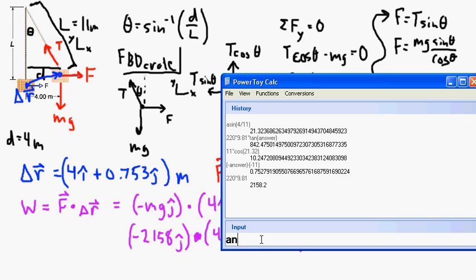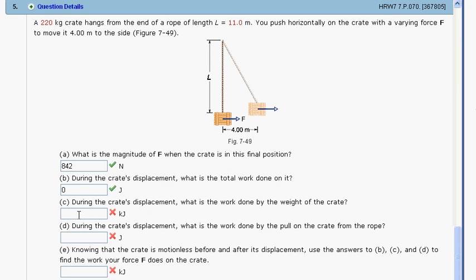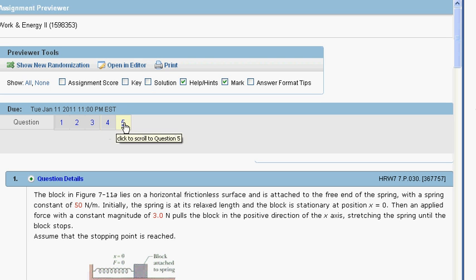So I'm going to take that answer times 0.753, which we had before, and that's going to be 1625 joules, but it's going to be negative. So this is going to equal negative 1,625 joules, the work done on the crate by gravity as we lift it up. They're asking for kilojoules, so I want negative 1.625 kilojoules, the work done by the weight of the crate. Okay, let me just hit enter there, and there we go, and bounce back down.